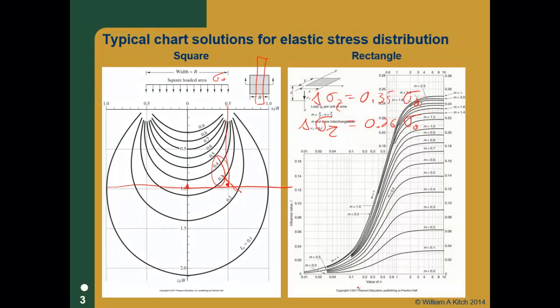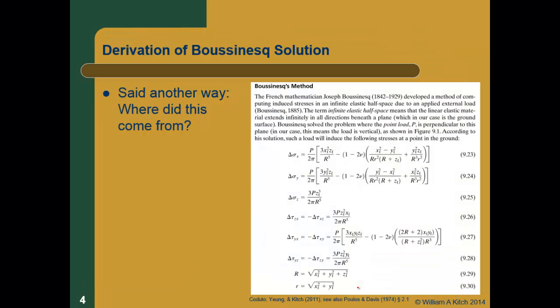That's no problem. There's another one of those. We're going to talk about that one later. And this comes out of Professor Kuduro's book, our textbook, but it's also in Poulos and Davis. These are the equations for a point load. If you have an infinite semi-infinite surface and a single point load P on it, these are the equations for delta sigma x, delta sigma y, and delta sigma z, all as a function of where you are at some point underneath that point load. And this is the Boussinesq solution, because notice the guy was a mathematician, right?